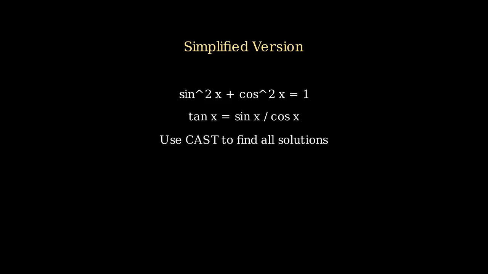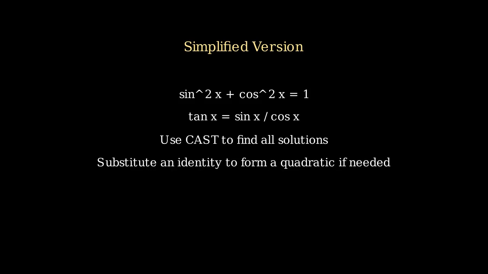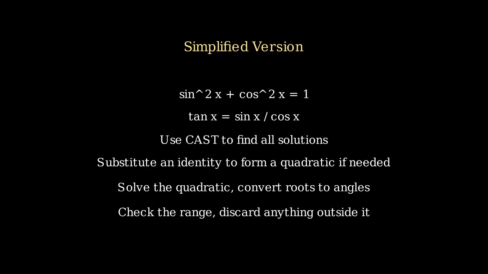Simplified version. Core identity: sine squared x plus cosine squared x equals 1, tangent x equals sine x divided by cosine x. Use CAST to find all solutions, not just one. If needed, substitute an identity first to form a quadratic, solve the quadratic, convert roots to angles. Always check the given range and discard anything outside it.